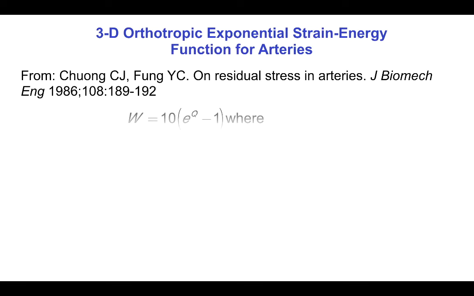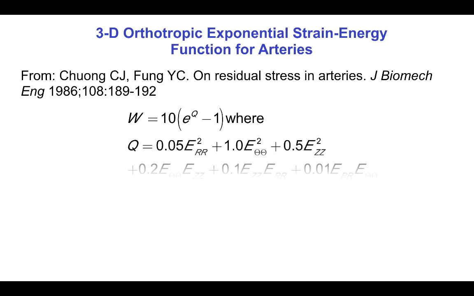Here's an orthotropic exponential strain energy function proposed for arteries that has 7 parameters. It has this overall coefficient here, and then Q has 6 coefficients, 1 for stress in the radial direction, circumferential direction, and axial direction, and then interaction terms between each of those 3 different directions.